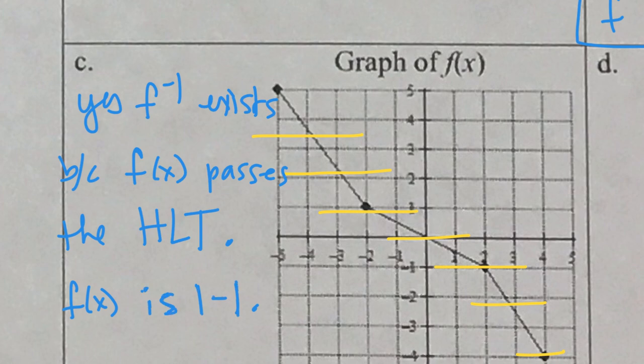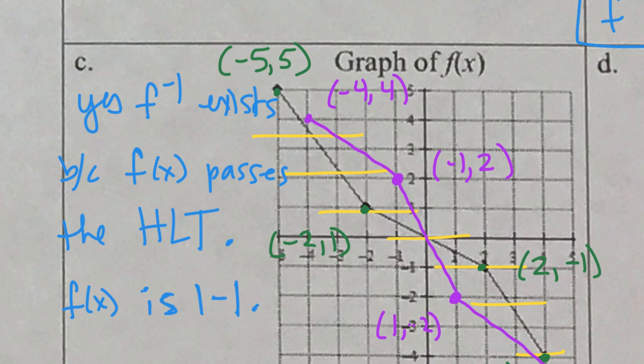So we're going to plot this. Let's write down all these 4 points from our graph. There, the purple is the graph of our inverse from our original f graph.